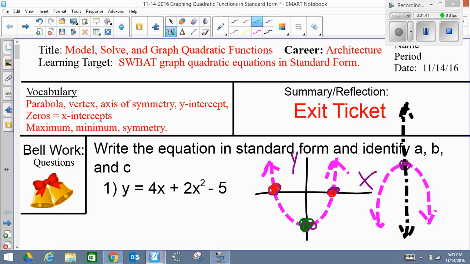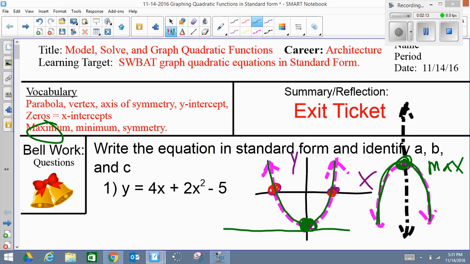Okay? Minimum, maximum. Minimum: if your parabola is opening up, then your vertex is going to be the minimum value, which is the lowest value. That will be the lowest value of the parabola. Maximum will be if your parabola is opening down, then the vertex will be a maximum value because it will be the highest value of the parabola. Okay? So a little bit of the vocabulary.